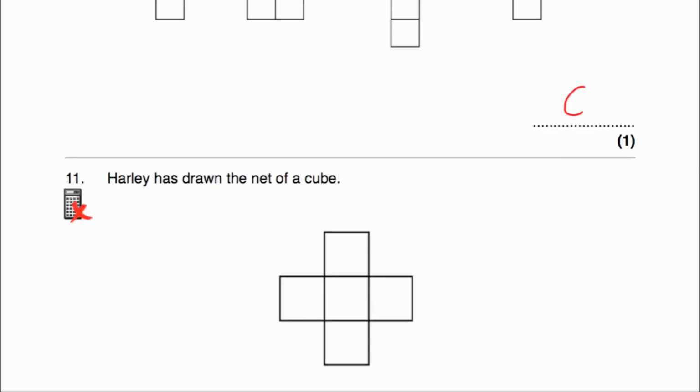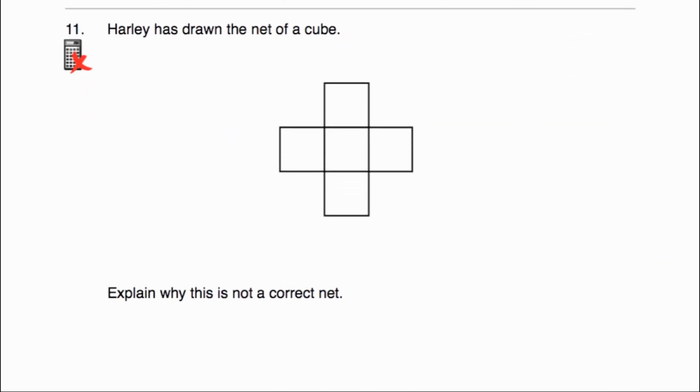Okay, let's have a look at question number 11. So question number 11, Harley has drawn the net of a cube. So here we've got the net of a cube, according to Harley. Explain why it's not correct. Well, there's only 1, 2, 3, 4, 5 squares. You would need a 6th square to make the net of a cube.